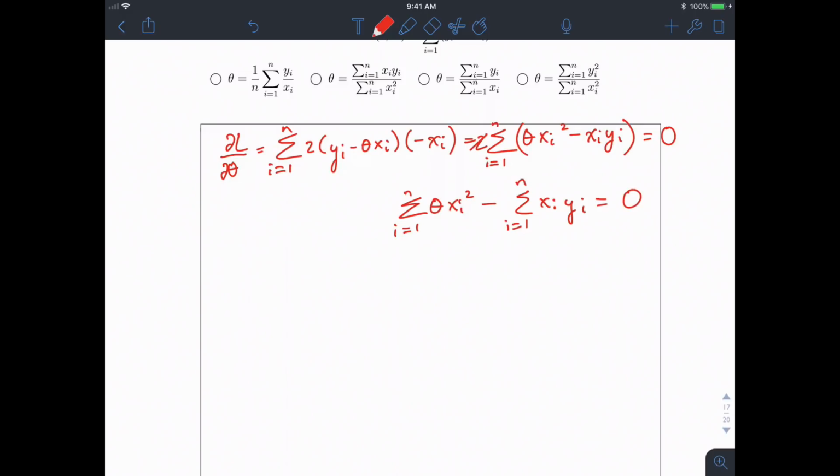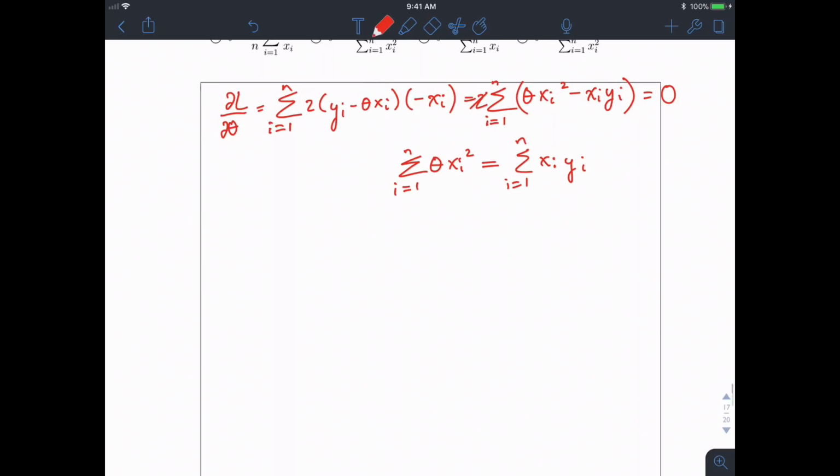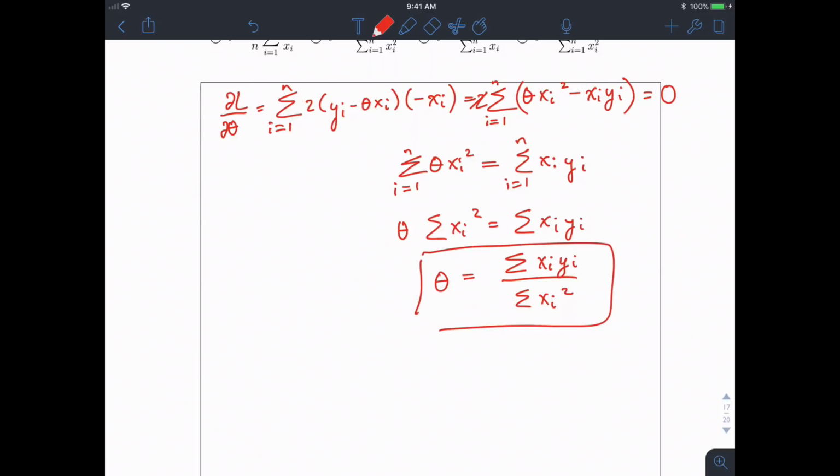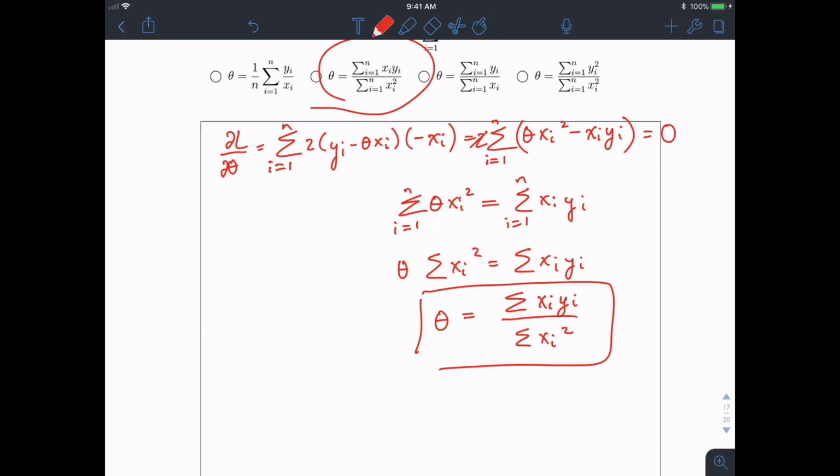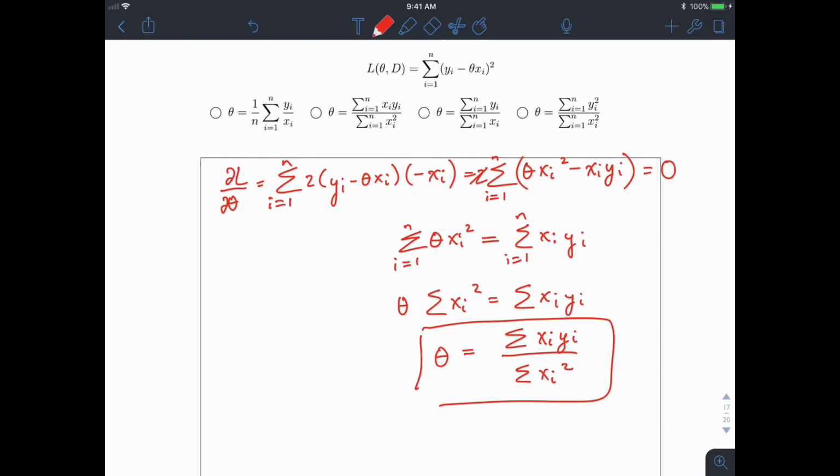But if it's equal to 0, I can just subtract the second term over, and I can say that these two sums should be equal. Now, we notice that theta is a constant term, so I can pull theta out in front, and I have theta times the sum of xi squared is equal to the sum of xi yi. And now dividing both sides by the sum of xi squared, I get that the optimal theta is the sum of xi yi over the sum of xi squared. Is that one of our options? Yes, that's precisely the second one, right here. Okay, so that's the theta that optimizes this given loss function.